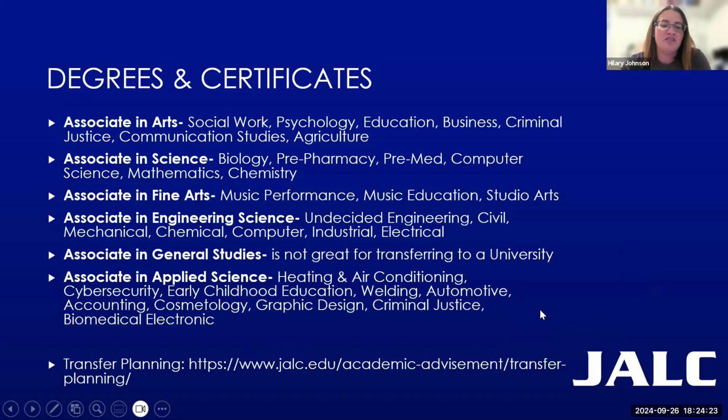This just goes a little more in depth to the degrees that we have. Most students go with the Associate in Arts and Associate in Science degrees. Your Associate in Arts are going to be those degrees that work with social work and psychology, your education and your business, criminal justice, communications, like listed there. Your Associate in Science degrees are going to be those pre-med, biology, math, chemistry, those science-type degrees that you may be interested in.